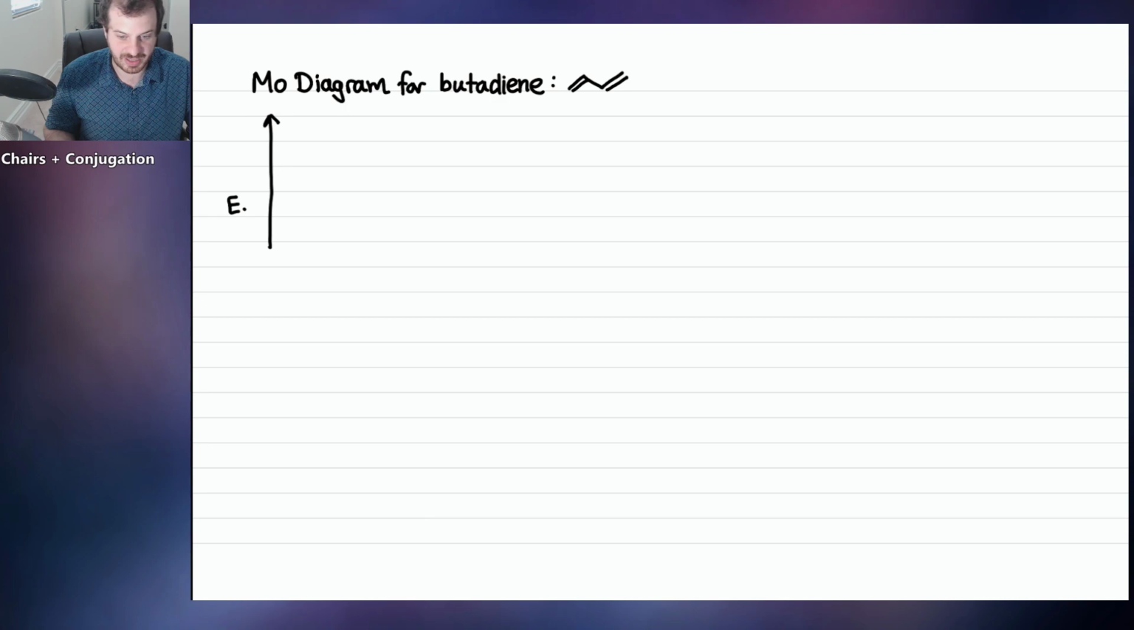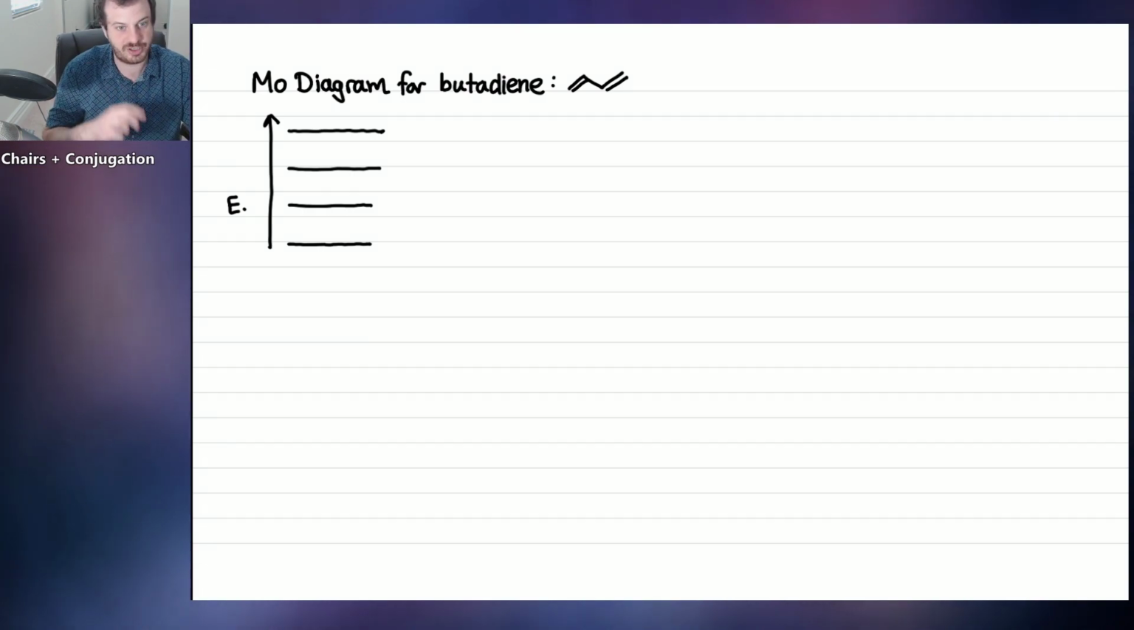We'll just abbreviate that E. Okay, and since we have 4 atomic orbitals now, because we have 4 carbons involved with our pi system, we will have 4 molecular orbitals that we can form. So I'll just draw 4 lines, and let's arrange in order from lowest energy to highest energy the 4 orbital combinations. Okay, so the lowest energy combination is when all the p orbitals of our butadiene are in phase with each other.